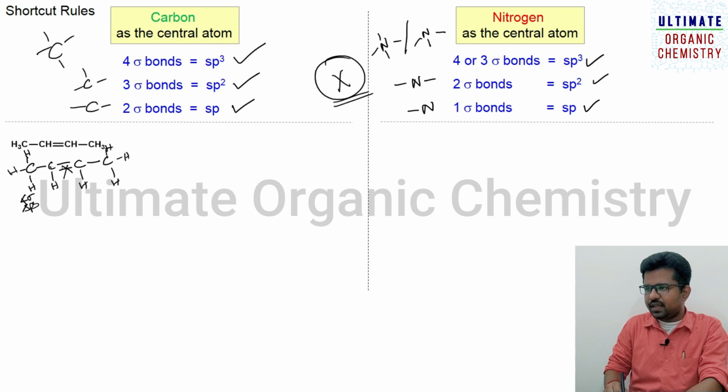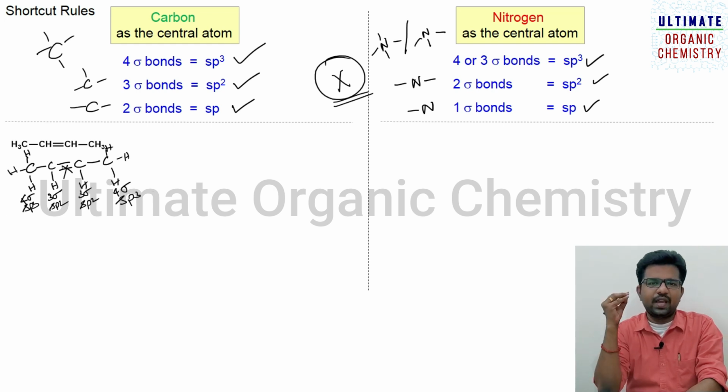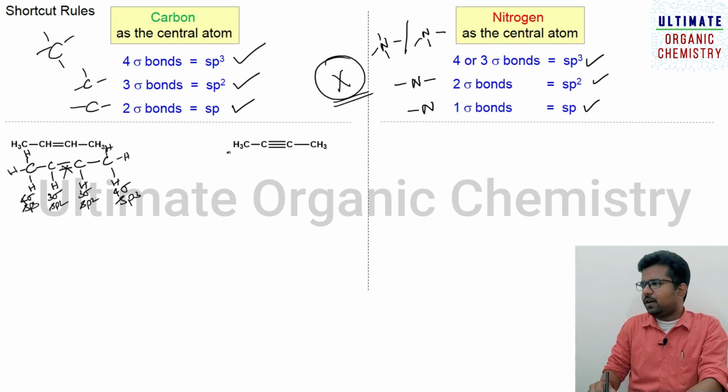So here you check the carbon atom is connected by 3 sigma bonds, 3 sigma bonds means sp2. Here you have 3 sigma bonds, that is sp2. Here you have 4 sigma bonds, that is sp3. So this is general hybridization. One can give the answer very easily. So here you have one more example.